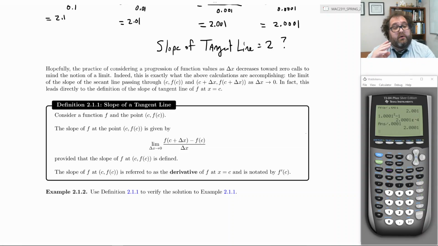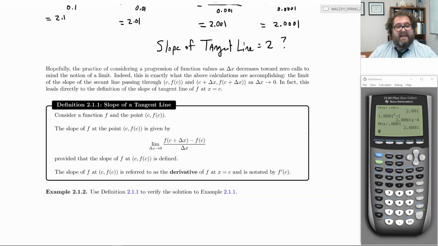So consider a function f and a point (c, f of c), like we've been doing. The slope of f at that point is given by this limit: the limit as delta x goes to 0 of f of c plus delta x minus f of c, over delta x. Now, if you were halfway paying attention in the previous chapter, you will recognize this because we did limits that were of this form. I never mentioned the word derivative, but they were derivatives, and this is a derivative.